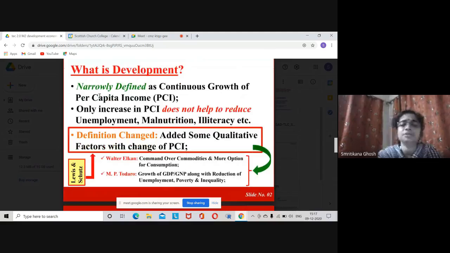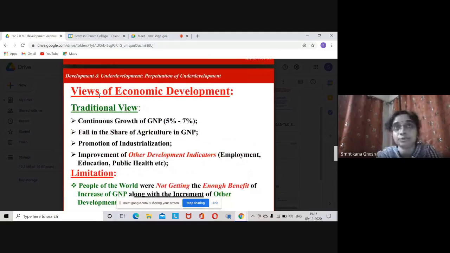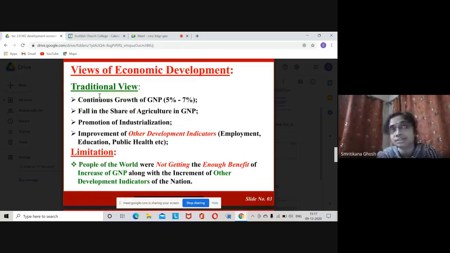Now, if you go to the general way, initially there was the traditional view. According to the traditional view, when you consider one economy a developed one, the first feature of economic development is the continuous growth of GNP, and that growth should be within the range of 5 to 7%. The second feature of the developed economy is the fall of the share of agriculture in the GNP. Mostly in GNP, there are three sectors contributing. The first is the primary sector, and agriculture is inside the primary sector. The second is the manufacturing sector, and the third is the service sector. So, when the share of agriculture in the GNP is falling, you can understand that the shares of manufacturing and service sectors are increasing in the GNP. This is another indicator of economic development.